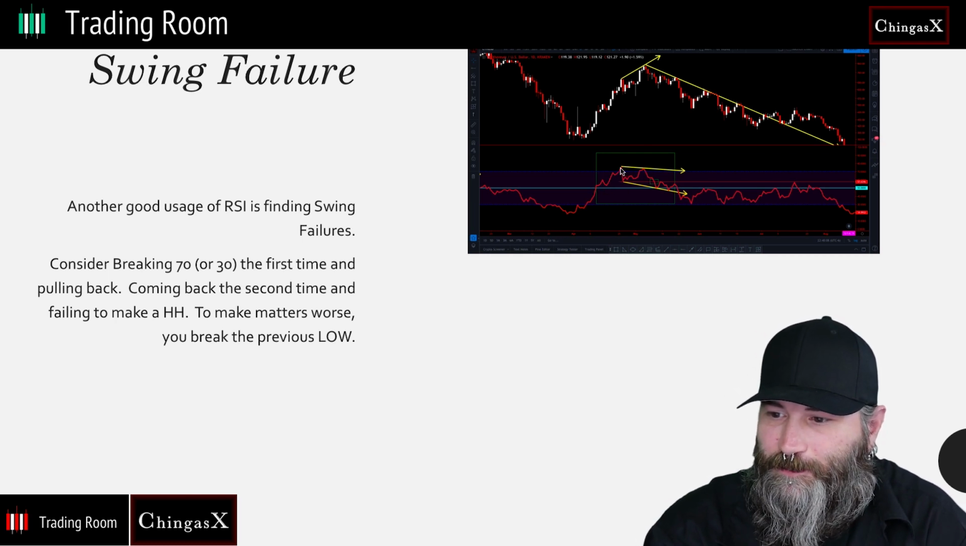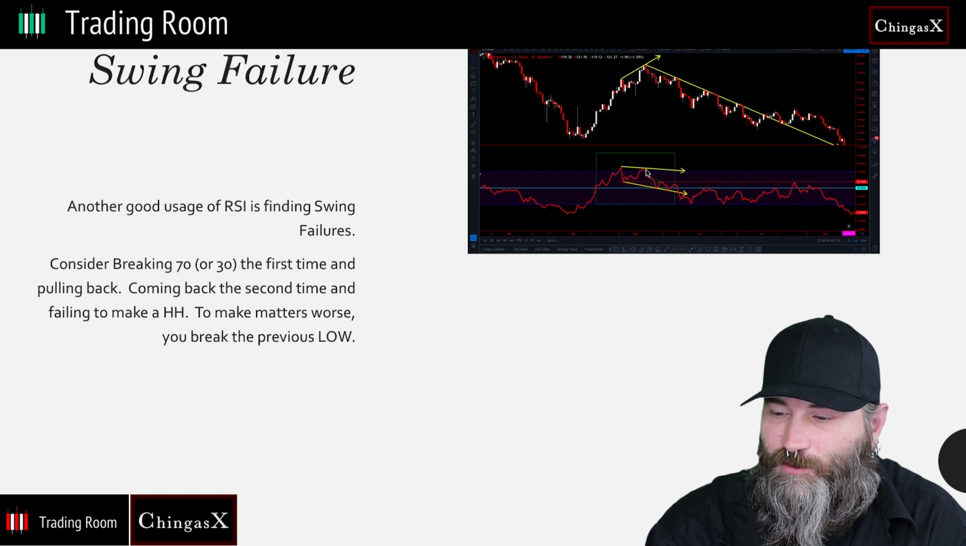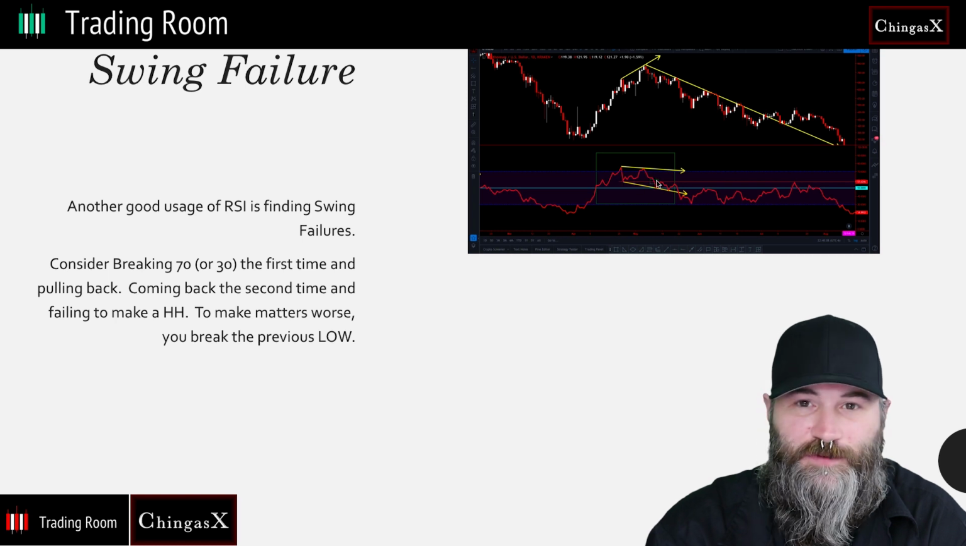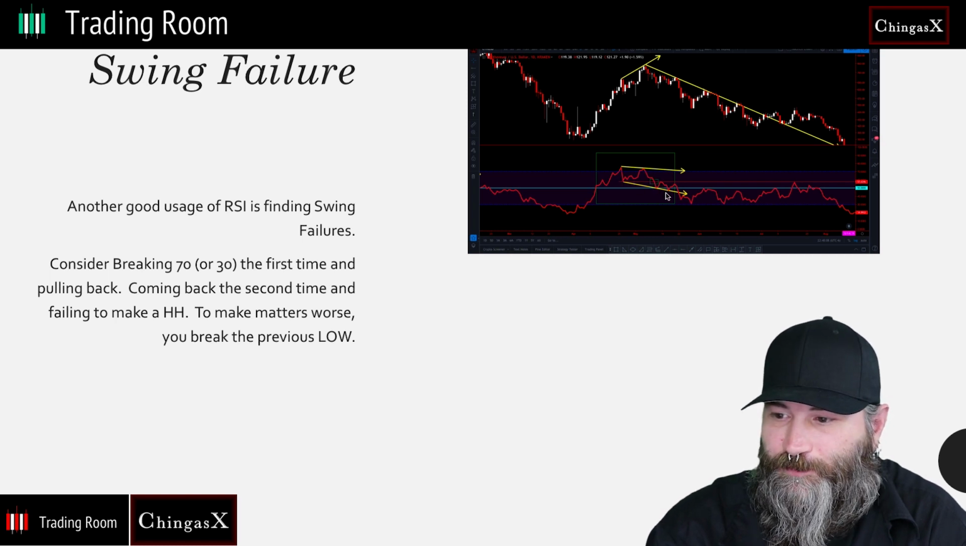RSI came up, crossed the 70, had a pullback, so it made a low. It came back up, crossed over again, but failed to make a higher high. And when it came down in this area, which is the support line from the previous low, it broke. So again, this is your aggressive entry, and this is your conservative entry.